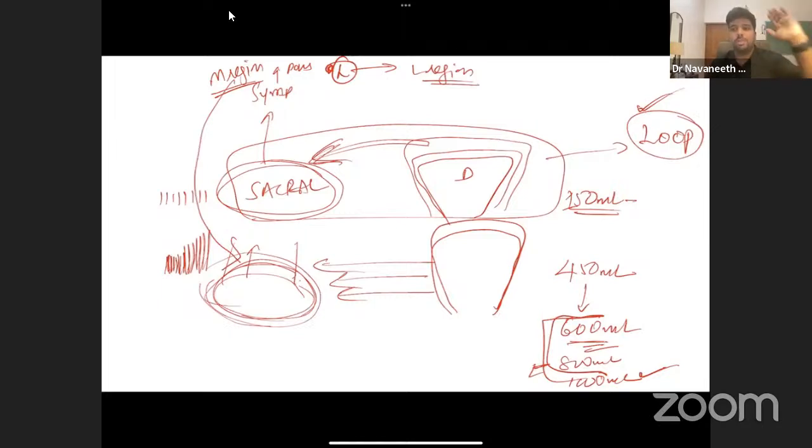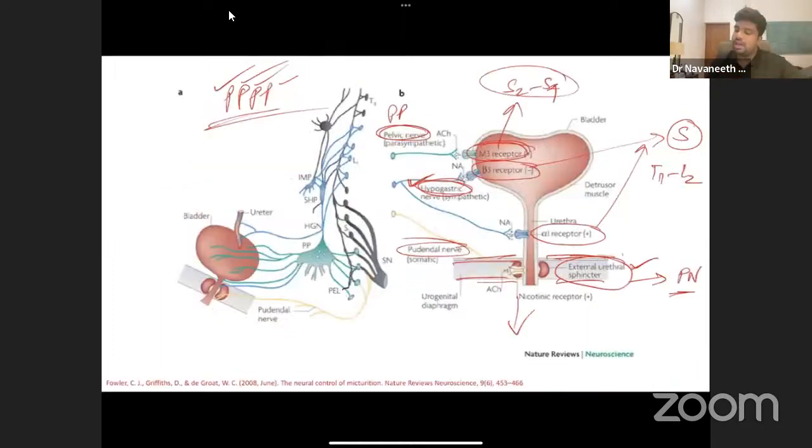So this is the supra sacral control of the bladder. This is what is important. The cortex has nothing to do other than to tell whether it is safe to micturate or not. Okay, so this is the entire story regarding the micturition reflex.